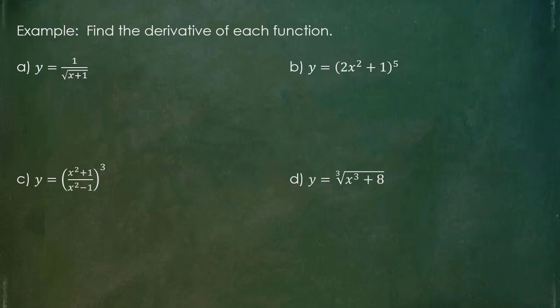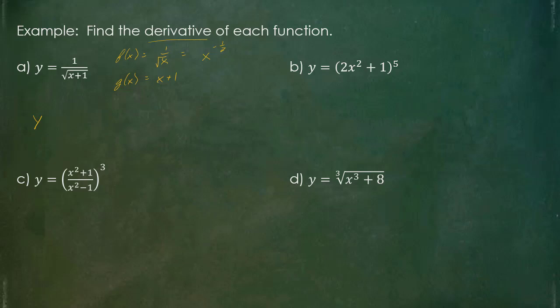So notice with this slide here, we're actually going to do the exact same functions as the previous one, so we've already decomposed them, but now we're going to truly find the derivative, so we'll actually apply the chain rule. With this first one, letter A, we said that the f function was 1 over the square root of x, which again we could write as x to the negative 1/2 power. And then the g function we said was the x plus 1.